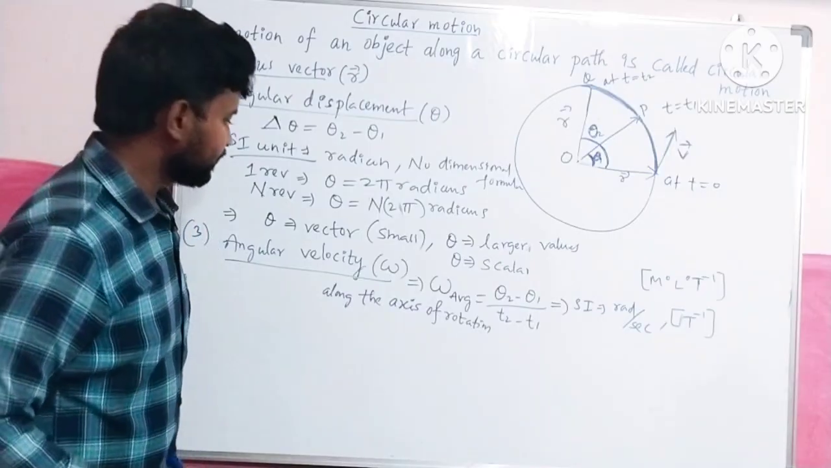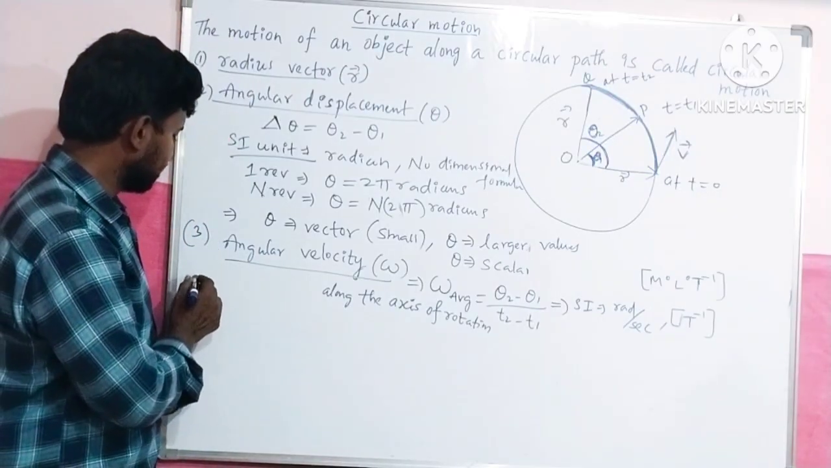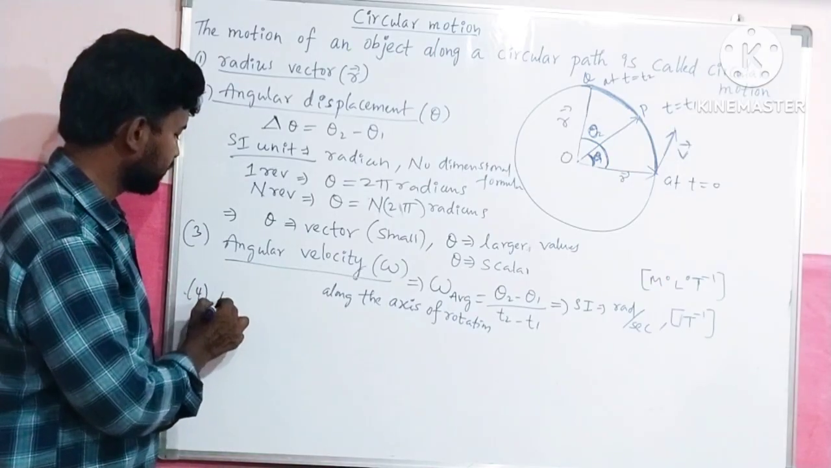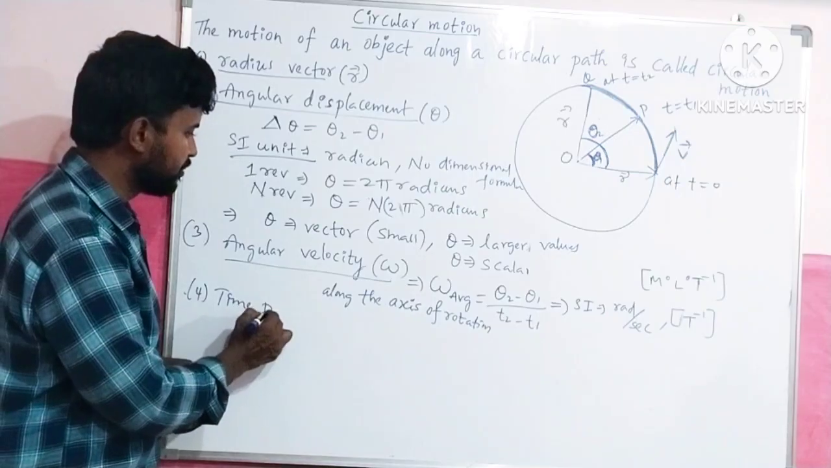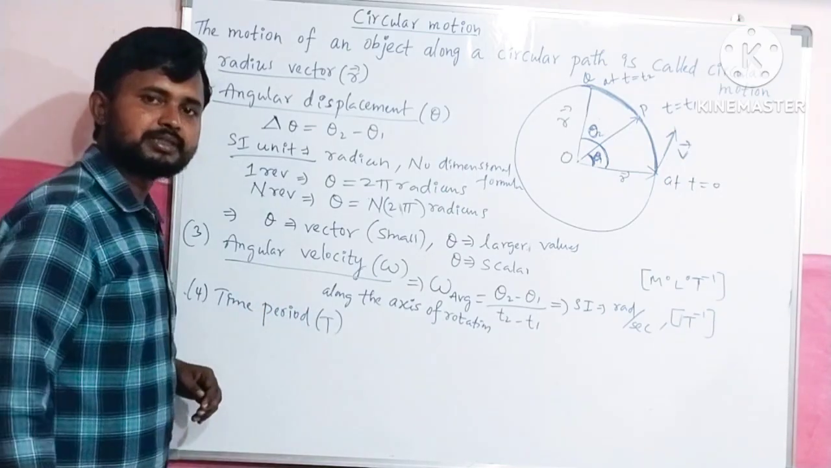Next, angular velocity. The next thing is time period. What does time period mean? Here, time period is denoted by the capital letter T.